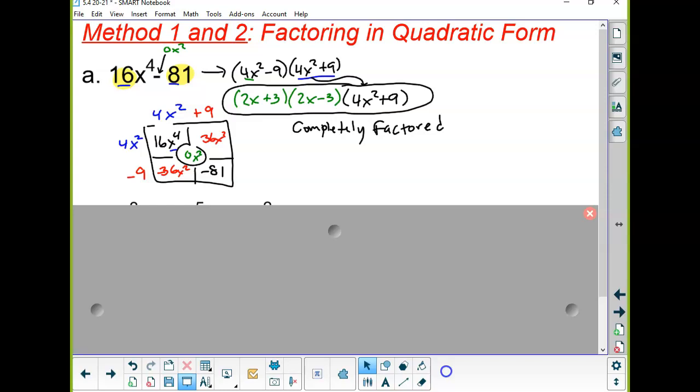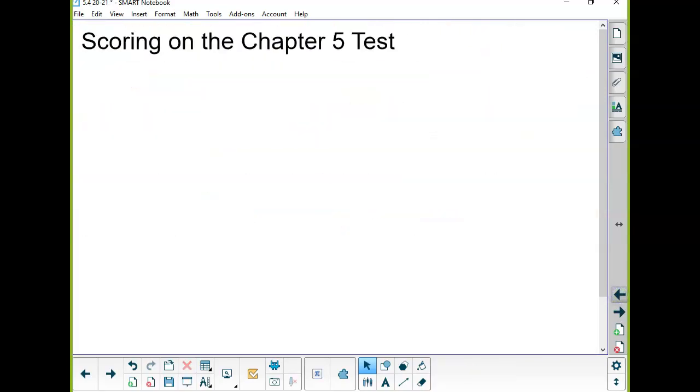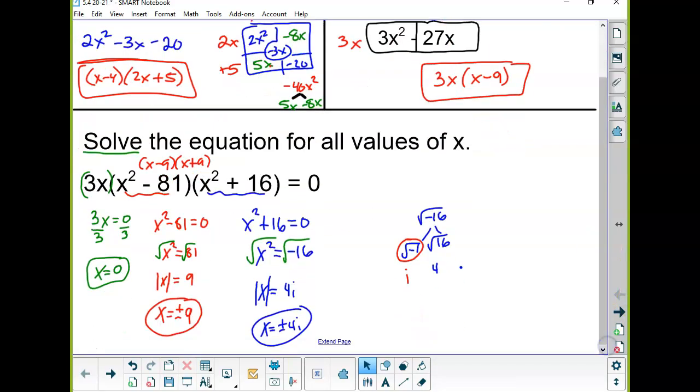Set them equal to 0, right? You would take this parenthesis here, this one here, and this one here, and you would set each equal to its own 0, just like we did in this warm-up example.